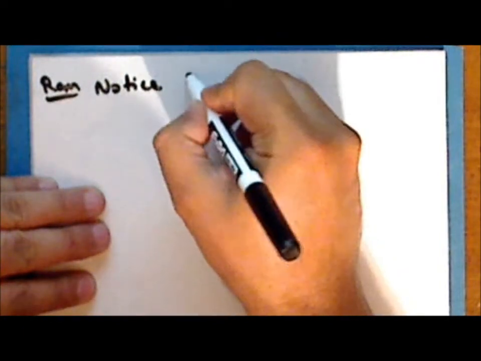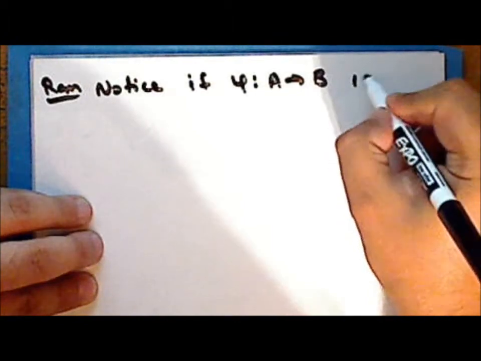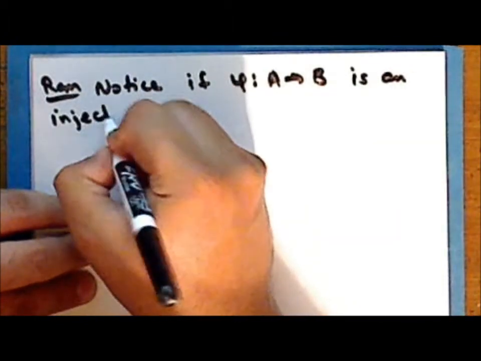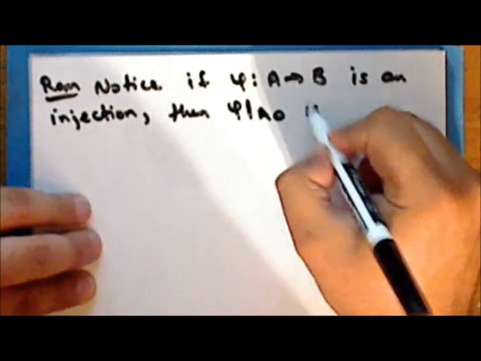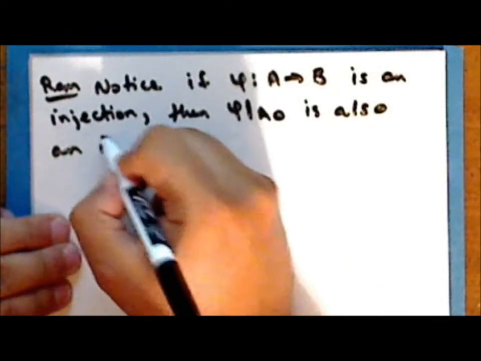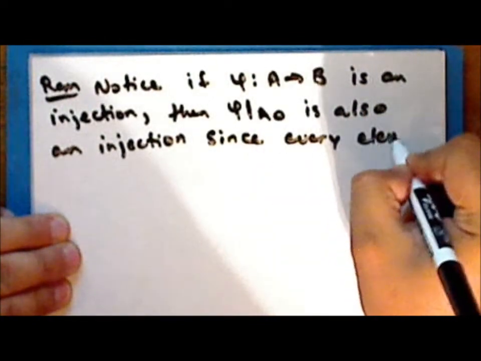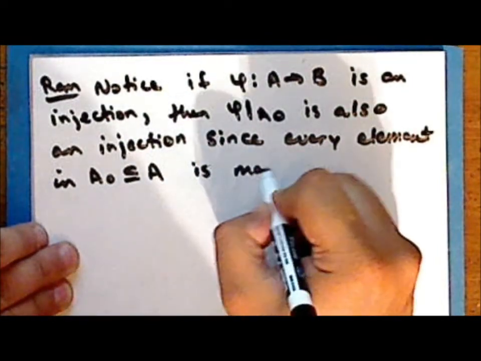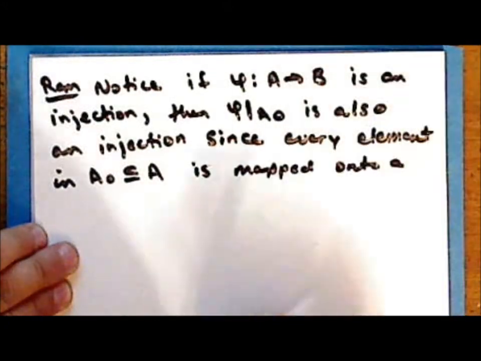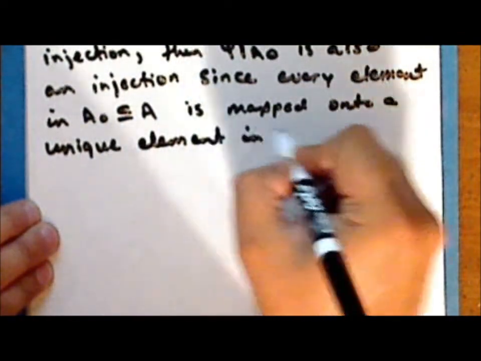So notice that if a function phi from the set A into the set B is an injection, then the restriction of that function to a subset A sub naught is also an injection, since every element in the set A sub naught, which is a subset of the domain, is mapped onto a unique element in the set B.